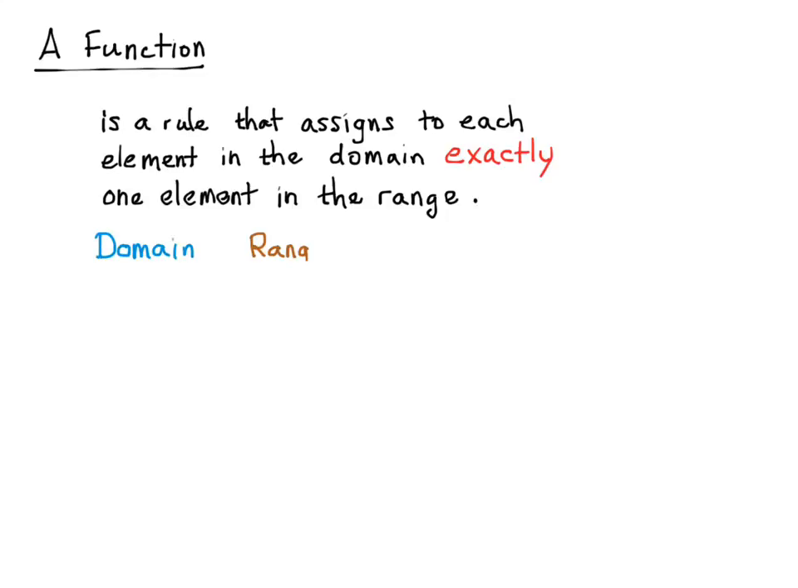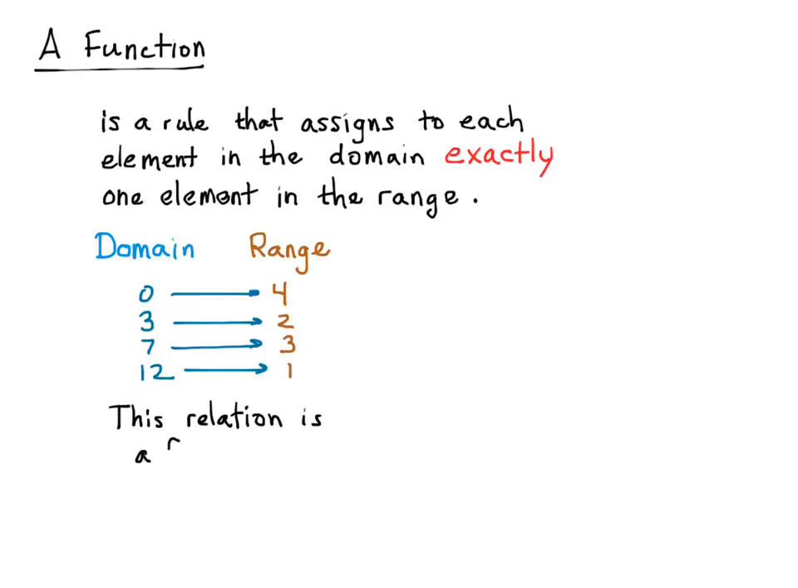And so if I list these things as kind of a mapping, okay, so I have 0 corresponds to 4, 3 corresponds to 2, 7 corresponds to 3, 12 corresponds to 1. This relation is a function. Okay, and I can list these as ordered pairs: 0, 4, 3, 2, 7, 3, and 12, 1. All right, so any number that I give you in the domain, you'll give me exactly one number back.